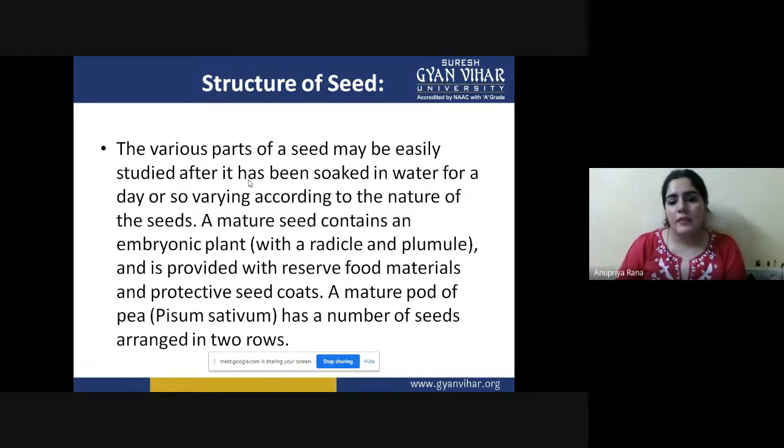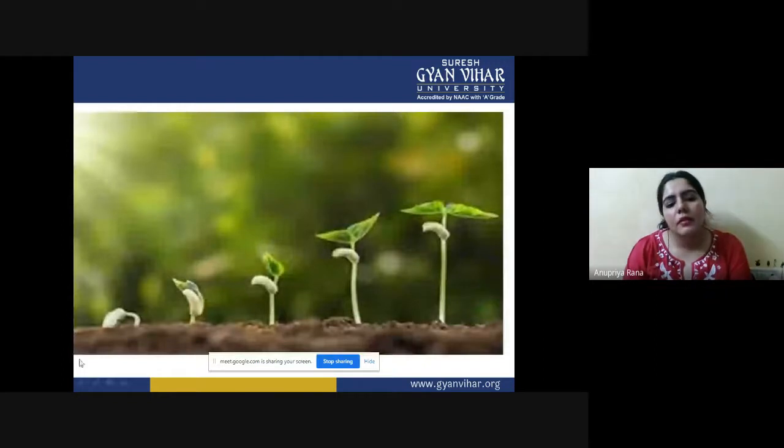A mature pod of the pea, Pisum sativum, the pea that is very famous for every study from Mendel to today, has a number of seeds arranged in rows. We already saw that the mature pod has a number of seeds inside it. That pod, the green cover, is the seed cover in this case. This is the structure, or you can say the developmental phases of the seed. The very small seed starts developing and the embryonic plant comes out from inside to the outside.